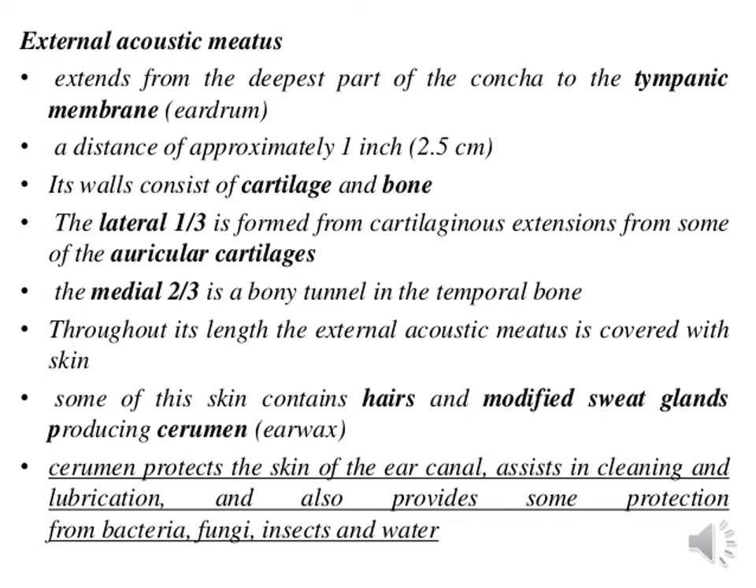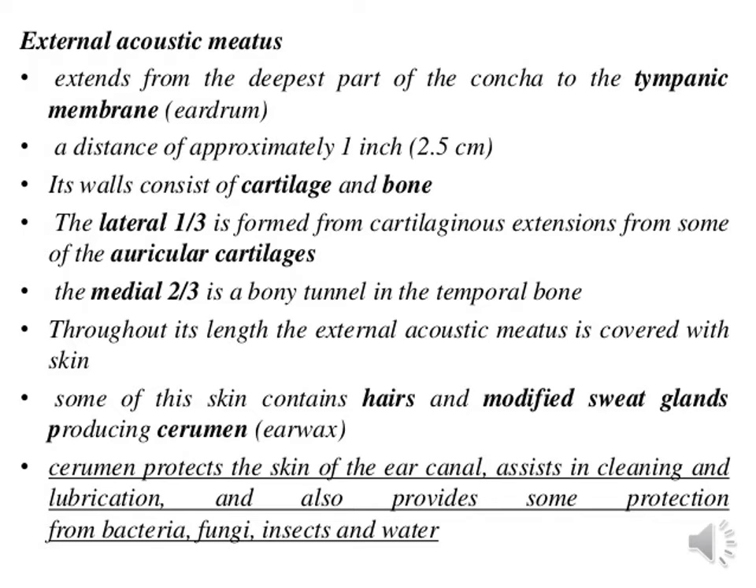We have an opening for the external acoustic meatus. The external acoustic meatus extends from this part of the concha to the tympanic membrane, the eardrum, a distance of approximately 1 inch in length, 2.5 centimeters. Its walls consist of a cartilaginous and a bony part.